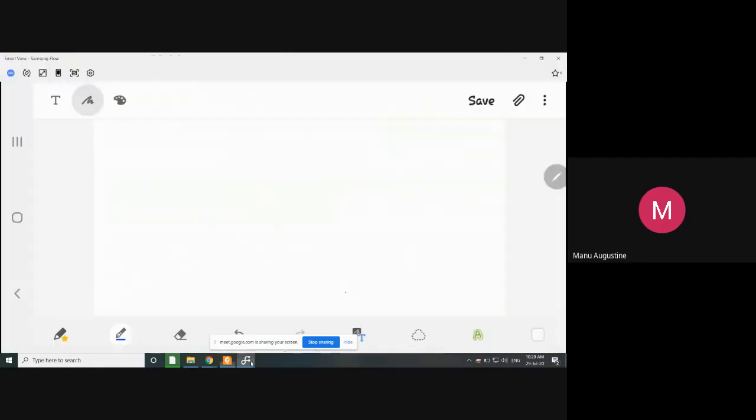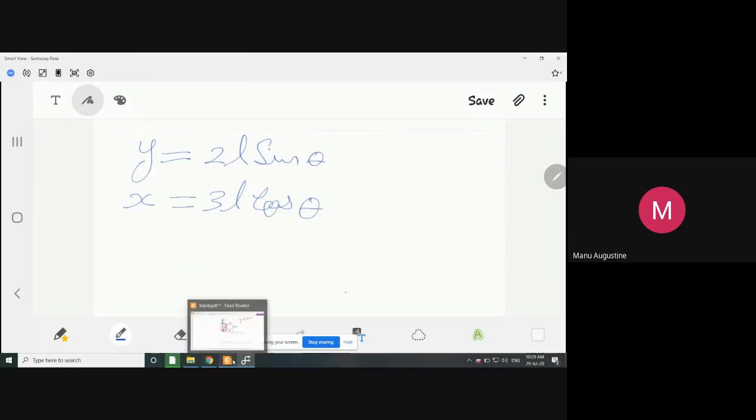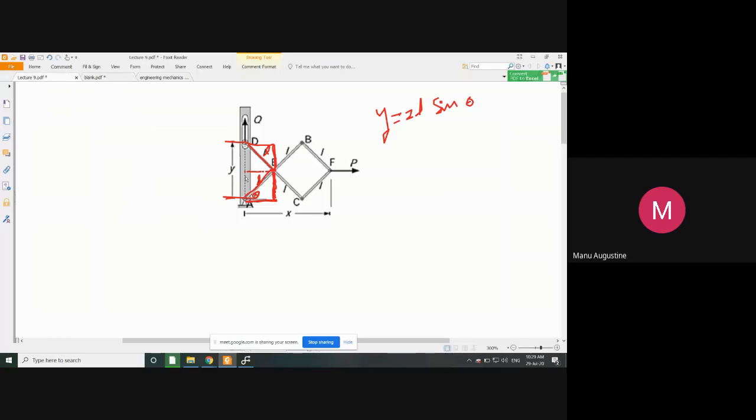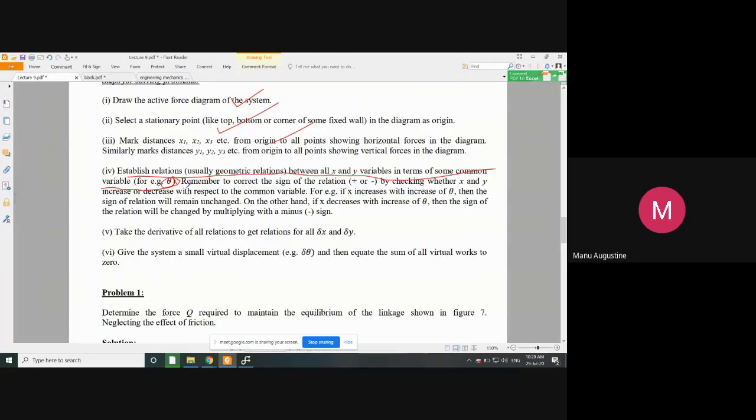Now let me just take it to the worksheet here. So we have established y as 2L sine theta and x as 3L cos theta. This relationship has been understood and taken down by us. Now, additionally, what it is saying, remember to correct the sign of the relation.